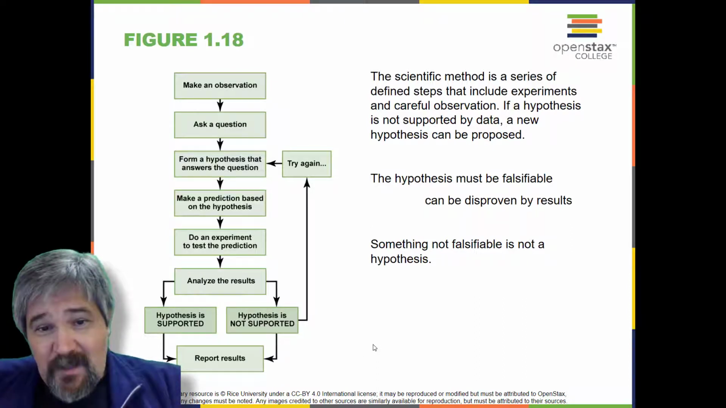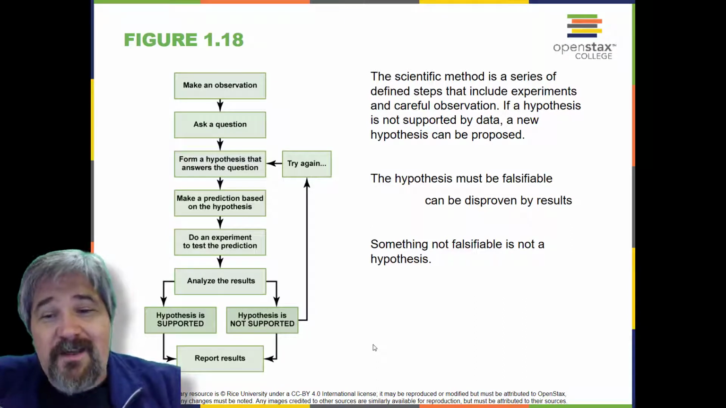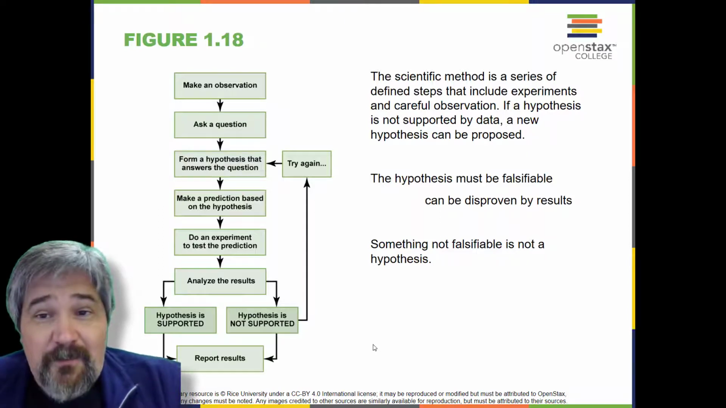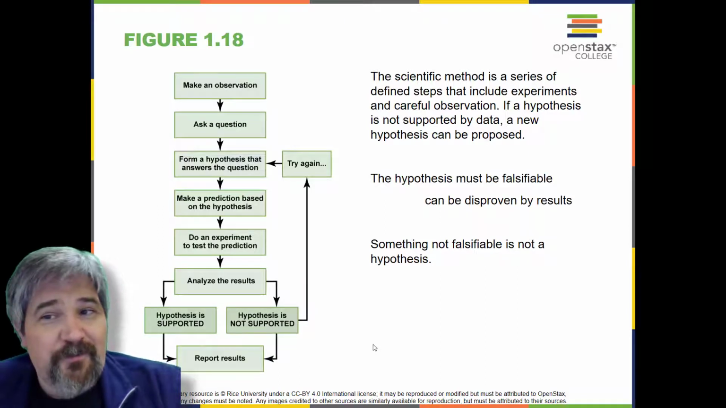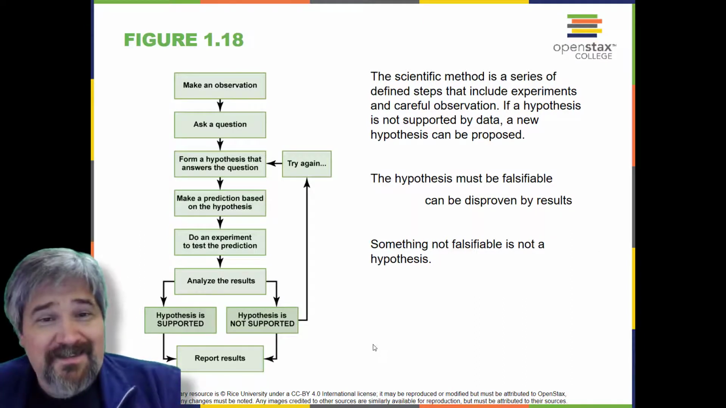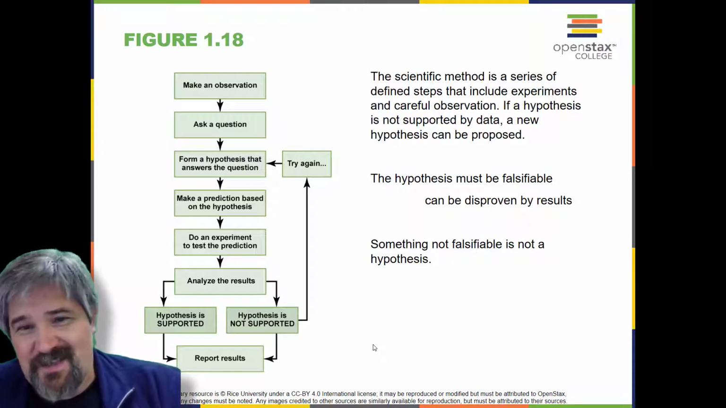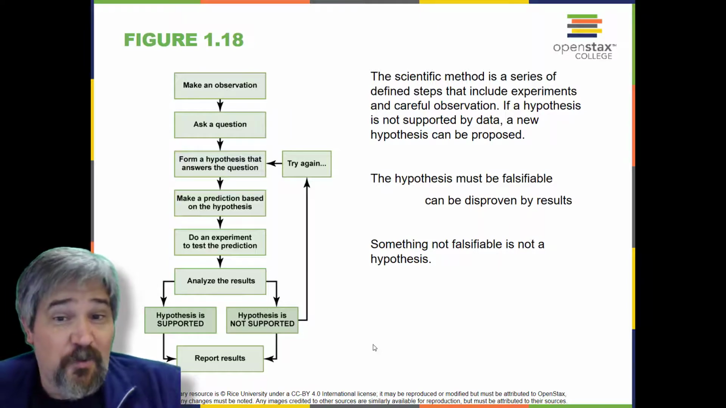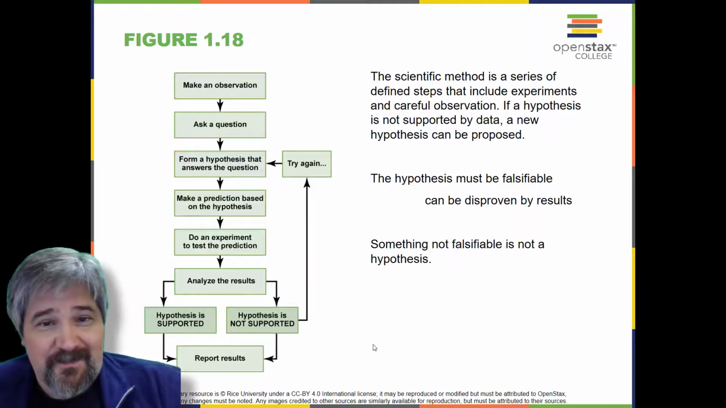Okay. Using the scientific method, hypotheses that are inconsistent with experimental data are rejected. So the scientific method is a series of defined steps that include experiments and careful observation. If a hypothesis is not supported by data, a new hypothesis can be proposed. In the example below, the scientific method is used to solve an everyday problem. Which part in the example below is the hypothesis, which is the prediction? Based on the results of the experiment, is the hypothesis supported? If it is not supported, propose some alternative hypotheses.